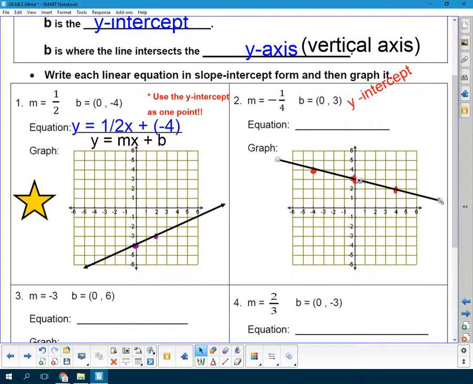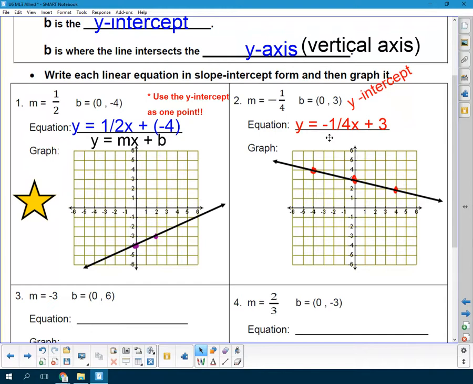Okay, so what I have for you here is I just have a line. Okay, I have a line that goes through the y-axis at +3, and it has a slope of -1/4. I'm going to call this line y equals -1/4 x plus 3. That's my y-intercept and my slope in slope-intercept form there on the paper for you on the screen.